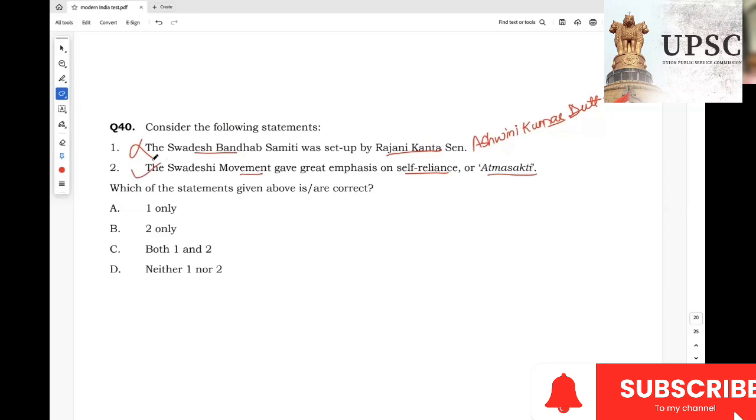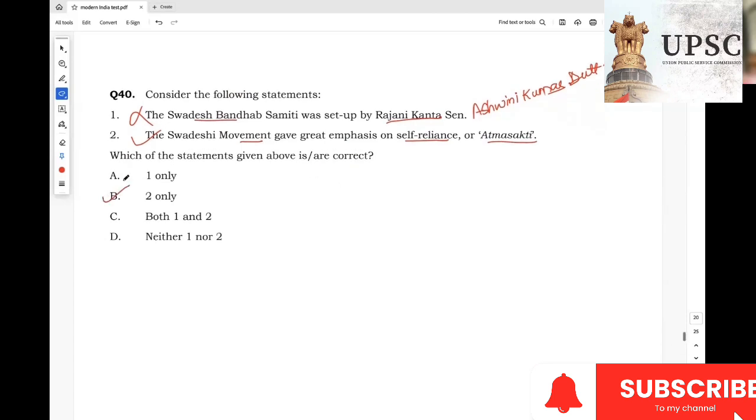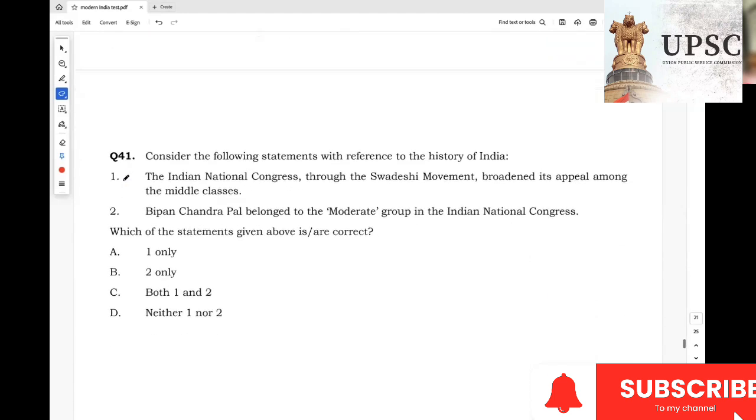Swadesh Bandhav Samiti means an organization, a body created at a local level, which will emphasize that we can create things locally. Why do we need to import Manchester cotton? We can get cotton from India itself. That's how things are. Statement 2 is correct in this regard. Moving to the next one.